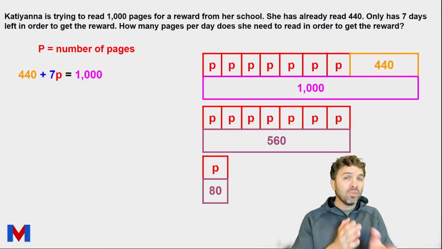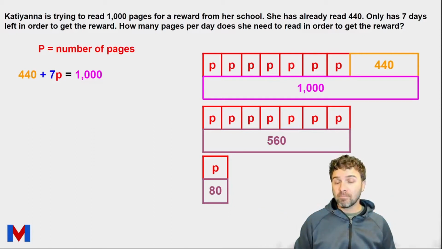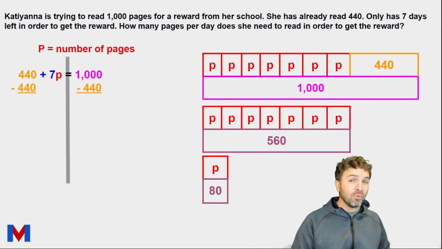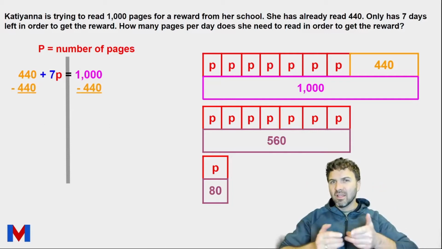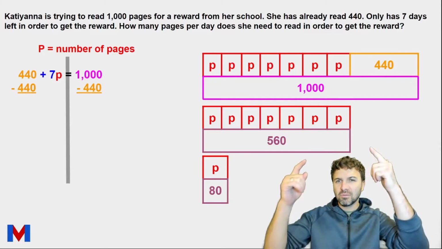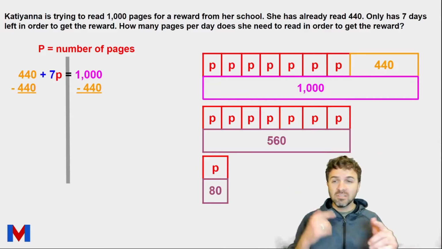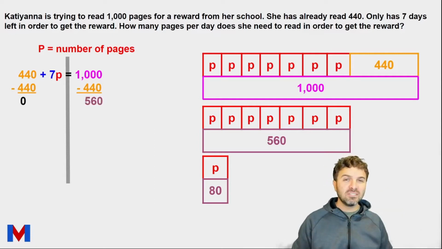But we're working with an equation here, and the equation is saying that both sides are the same, because they're equal. So if I'm subtracting 440 from the left side, I've got to subtract 440 from the right side. A lot of times I put this bar here just to remind myself that both sides are the same. It also gives me a spot to put the equal sign just to make things organized. Anyways, 440 minus 440 is 0, and 1,000 minus 440 is 560.